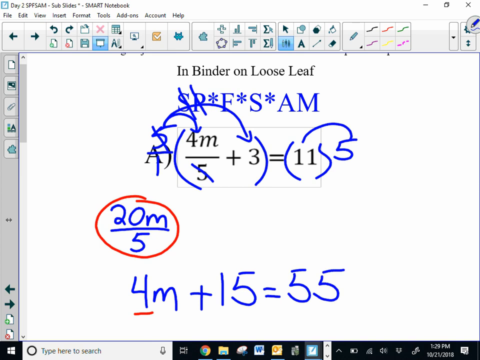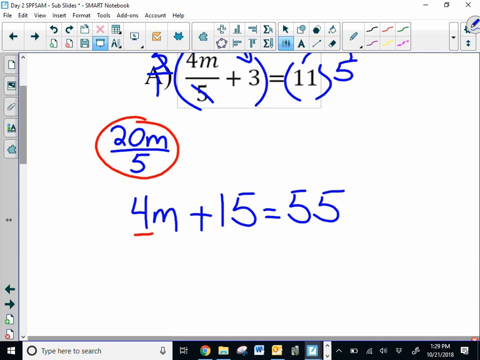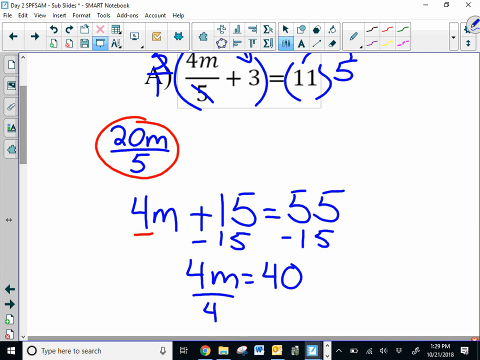Now that we've gotten rid of the fractions, this is easy to solve, right? We just have to subtract 15 from both sides, minus 15, which will give us 4m equals 40, and then divide by 4, giving us that final answer of m equals 10.